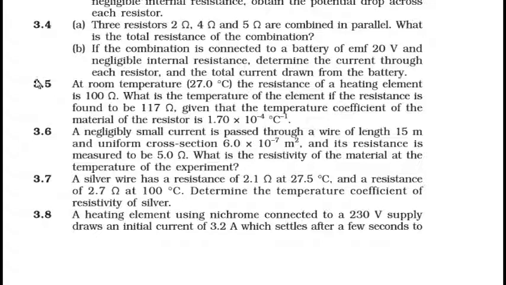Now let us move to the sum number 3.6. A negligibly small current is passed through a wire of length 15 meter and uniform cross section 6 into 10 to the minus 7 meter square, and its resistance is measured to be 5 ohm. What is the resistivity of the material at the temperature of the experiment?